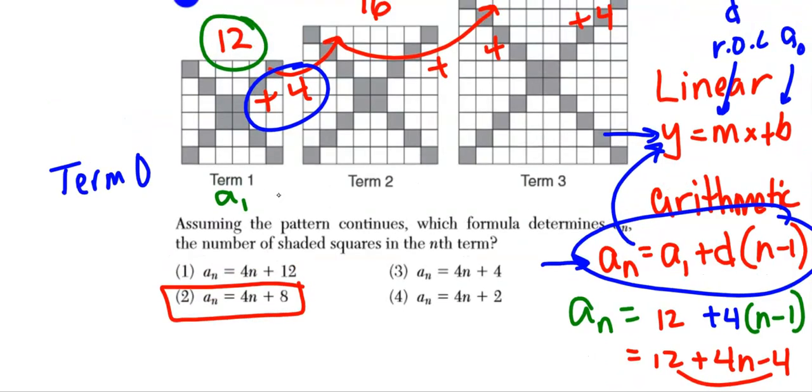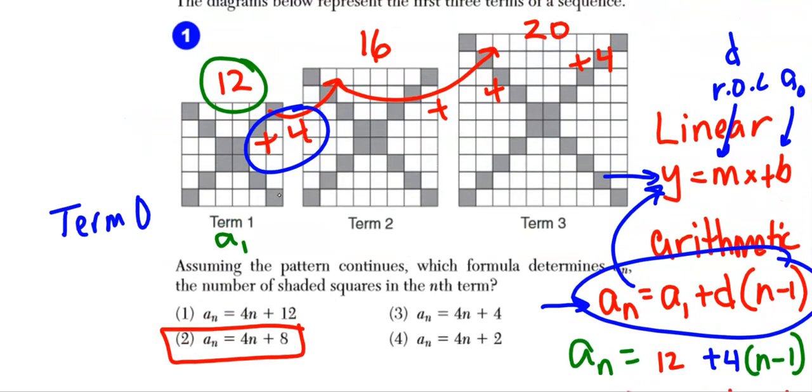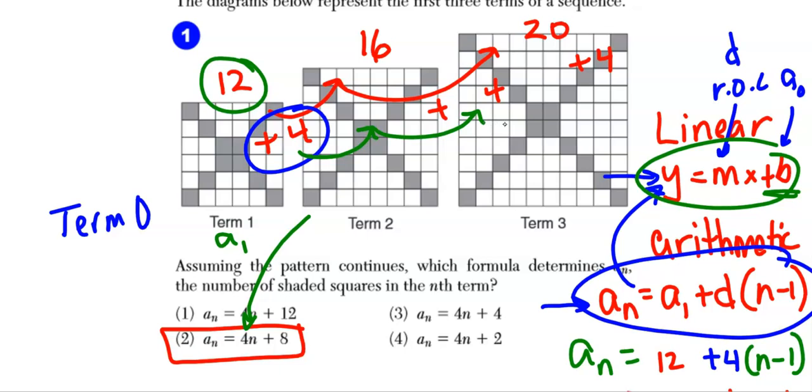Now, if you did not use the arithmetic sequence formula and you used the linear equation formula, then we already know that the common difference is 4, and then we would get our answer in the 0 position by working our common difference in reverse. So instead of adding 4 to 12, we would subtract 4, and that's where the 8 comes from.